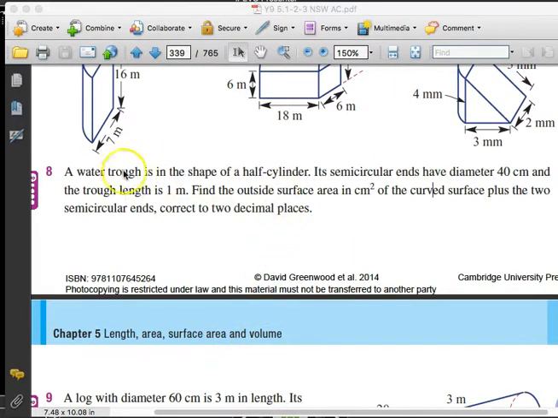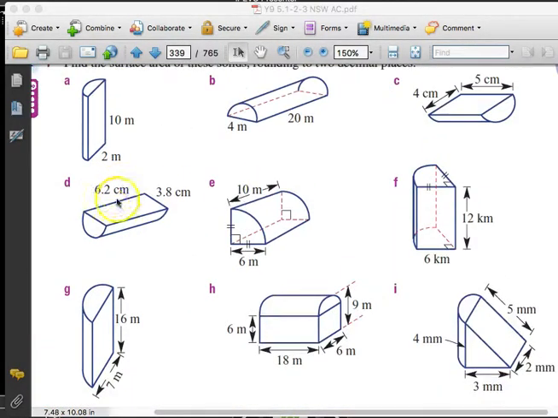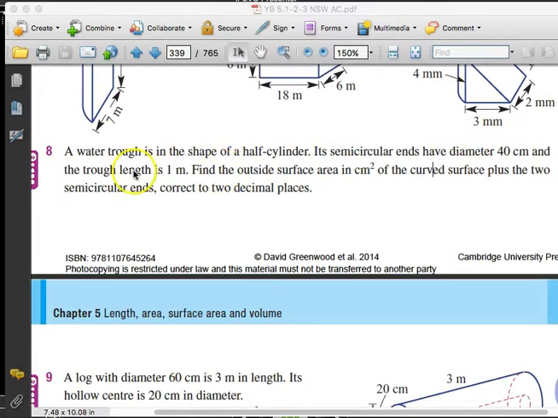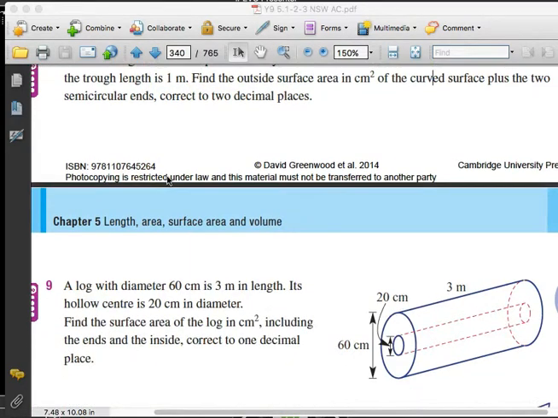Work is to do this water trough in the shape of half a cylinder. That would look like this. That's a water trough like D. That's what a water trough looks like. Semicircular ends. The length, you'd have to change the units here to do that.